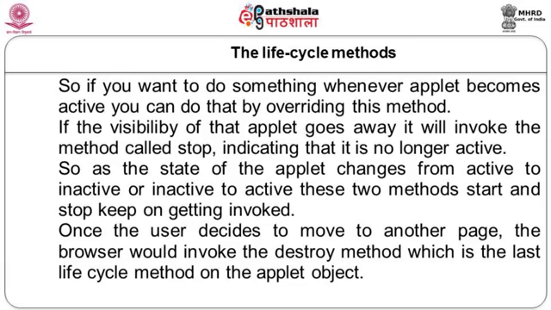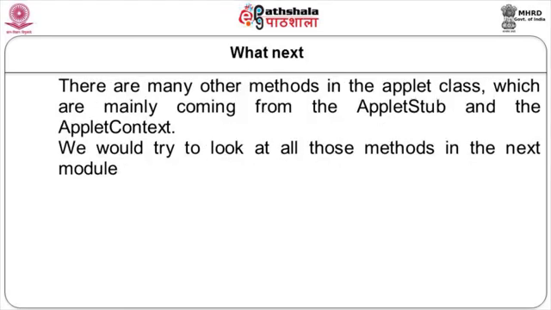This all depends on how the user is using it. He may be scrolling up and down, and that would trigger the start and stop methods on the applet object. Once the user decides to move to another page, the browser invokes the destroy method, which is the last lifecycle method on the applet object, indicating you do your cleanup, it's over now, you're no longer going to be used. So that's the lifecycle. There are many other methods in the applet class which mainly come from the AppletStub and the AppletContext. We would like to look at all those methods in the next module. So thank you.